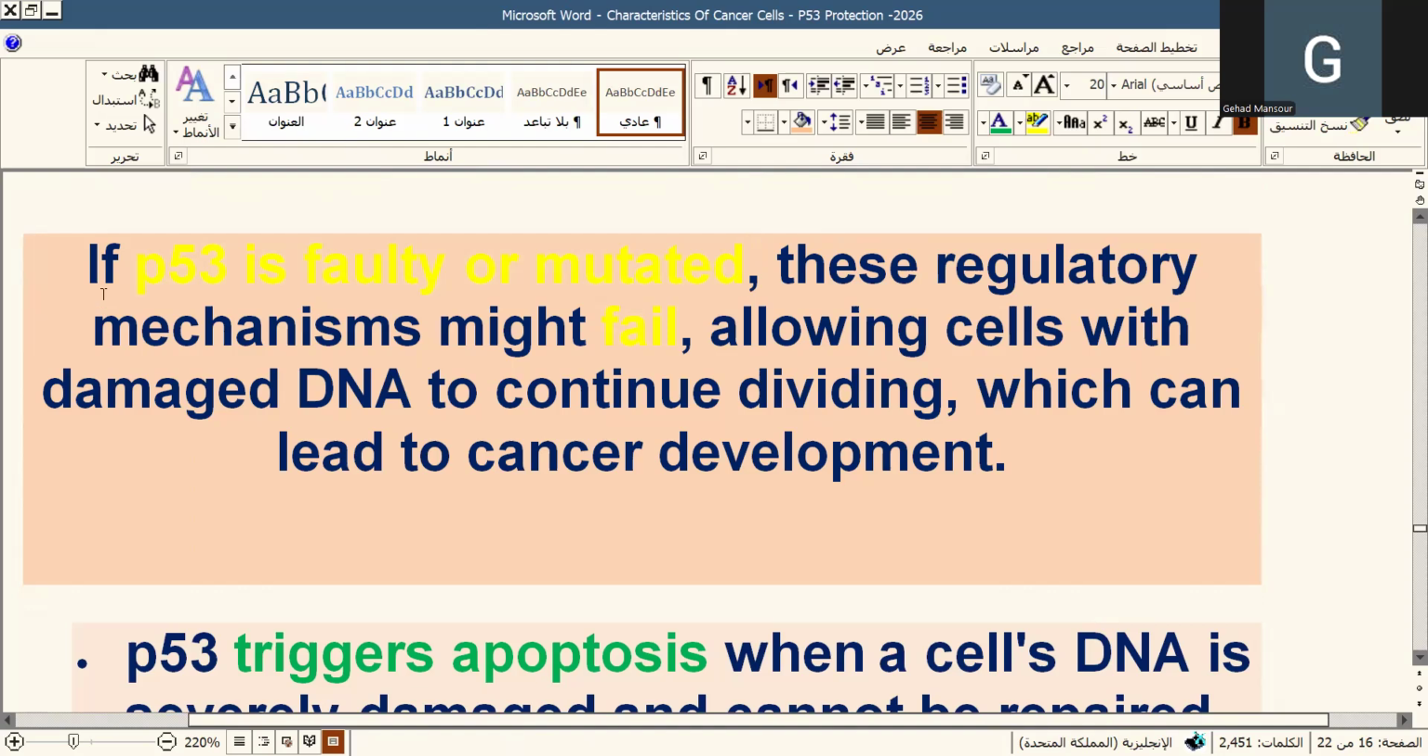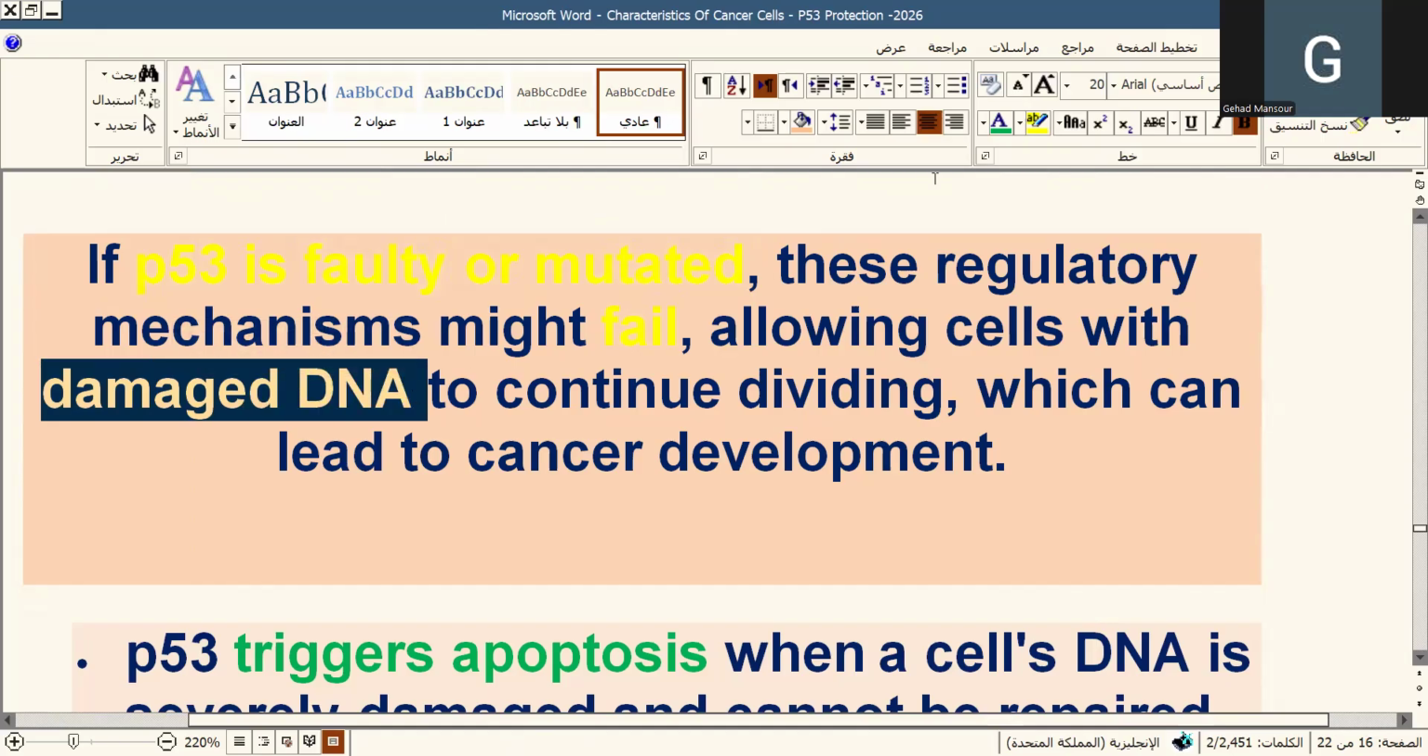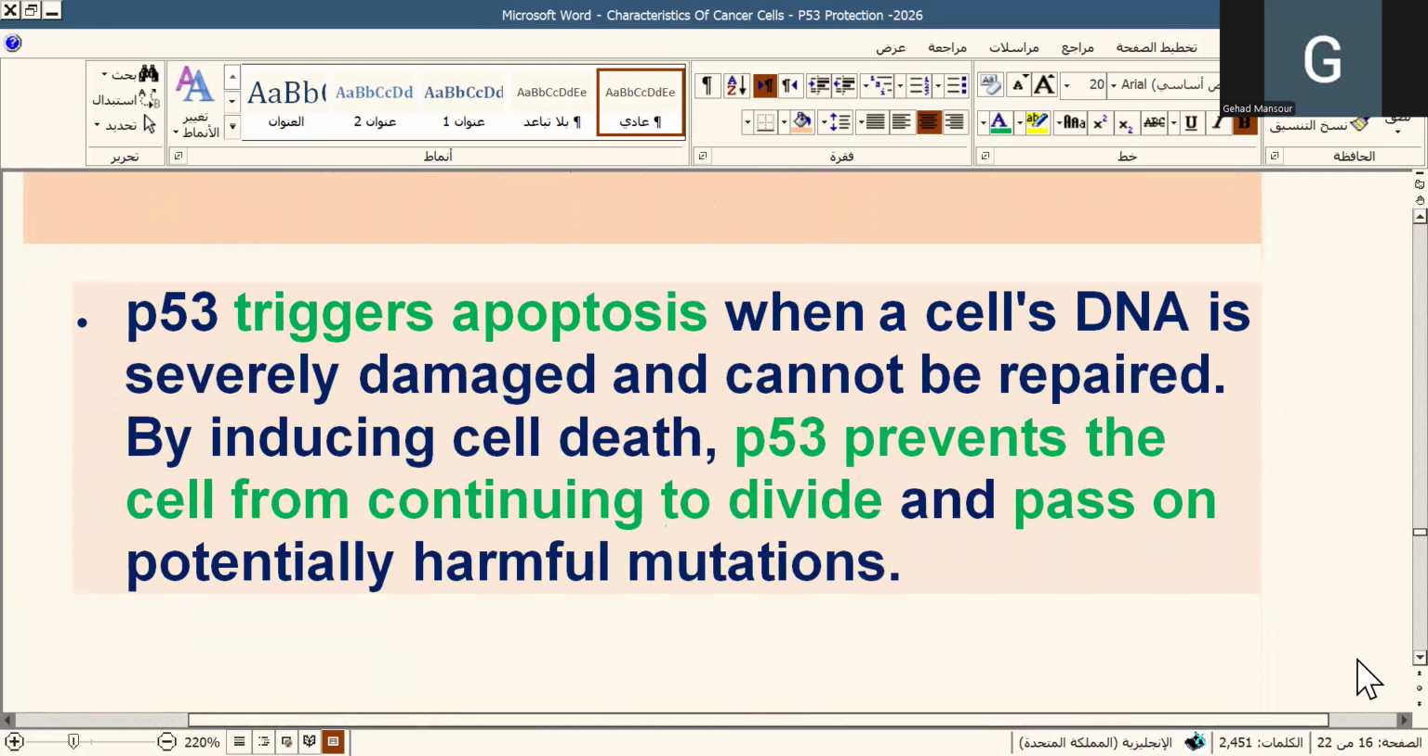So if the cell is cancerous because of mutated DNA, most of the time the P53 itself is faulty or mutated, and therefore all those regulatory mechanisms that we are expecting to protect us from cancer will themselves be mutated. And this is what allows the cells that have damaged DNA, like the cancerous cells, to continue to divide and lead to cancer.